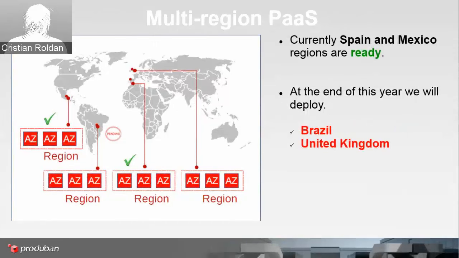Well, as I told you, the Global PaaS is a global solution for Produban. We deploy different OpenShift clusters around the world. Right now, we have up and running the Spain and Mexico regions. Our idea is to have two more regions at the end of the year. We would like to have Brazil and UK. So as I told you, we have two important regions up and running, Spain and Mexico. Okay. So for us, it's a really big challenge to operate and design this PaaS solution.